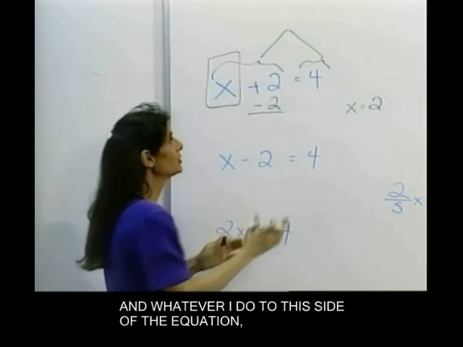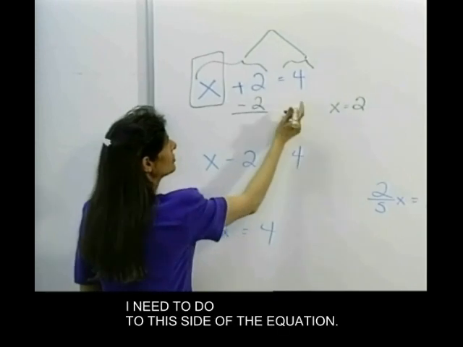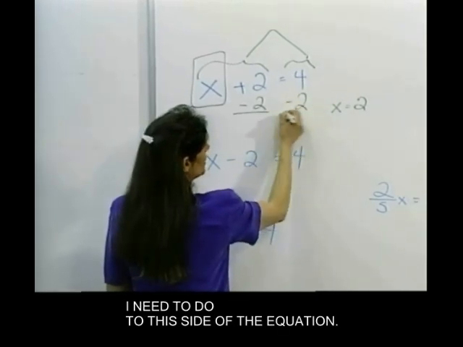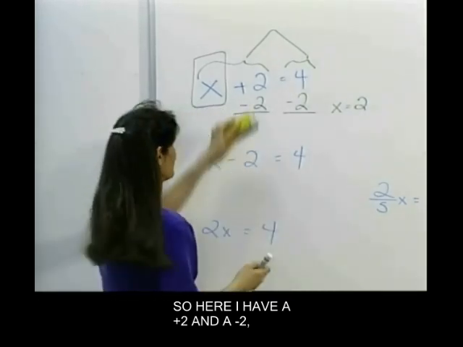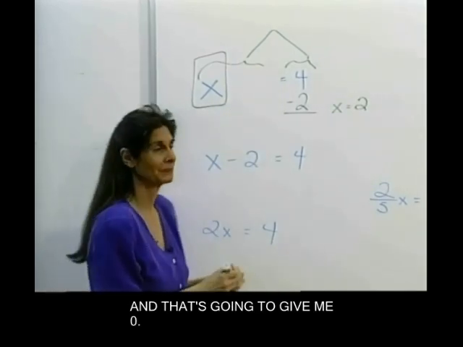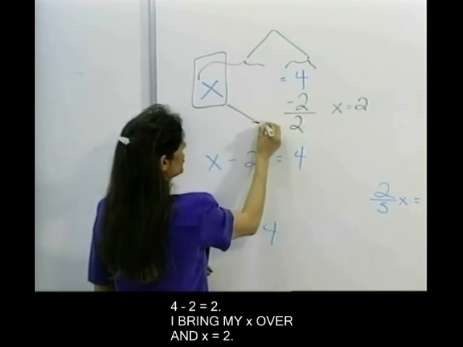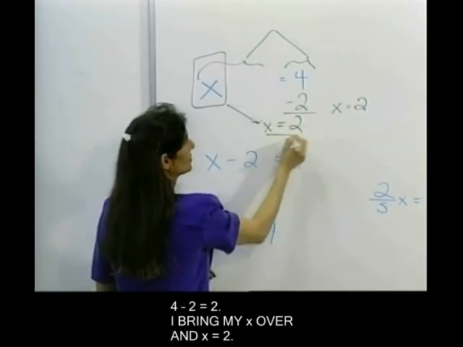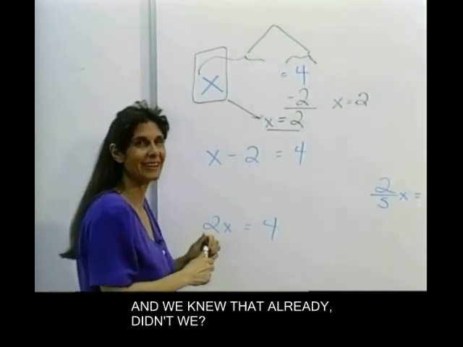And whatever I do to this side of the equation, I need to do to this side of the equation. So here I have a +2 and a -2, and that's going to give me 0. 4 - 2 is 2. I bring my x over, and x = 2. And we knew that already, didn't we? Okay, let's try it again.